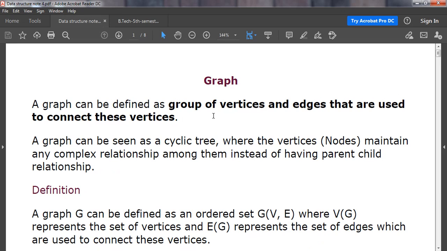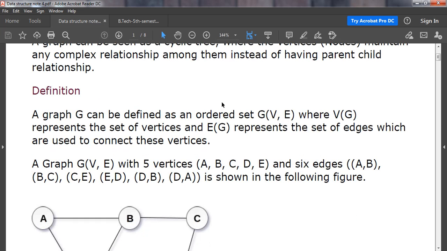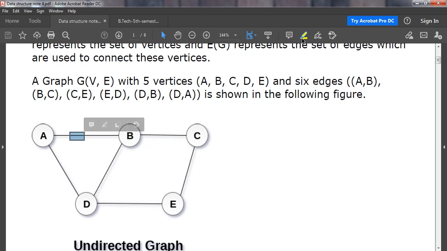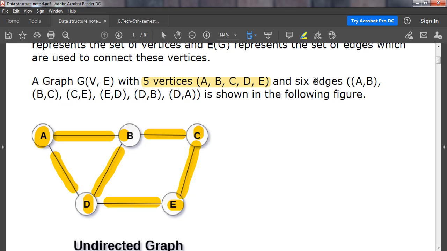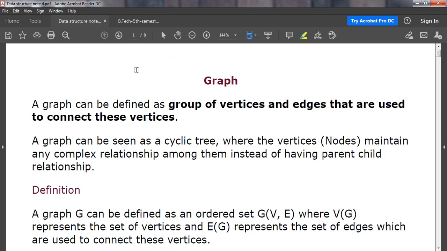So what is a graph? A graph can be defined as a group of vertices and edges that are used to connect these vertices. What are vertices? These points are vertices. So this graph is having how many vertices? It is having 5 vertices. And these are connected with the help of these edges. How many edges do we have? We have 6 edges. So a graph is a group of vertices and edges that are used to connect these vertices.